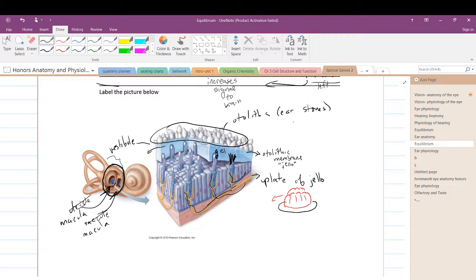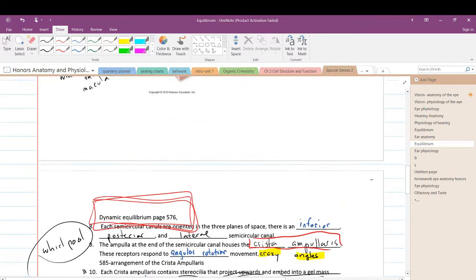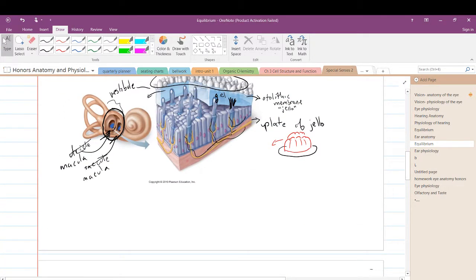So there's our plate of jello. That one's kind of easy. It responds to gravity. So what about dynamic equilibrium? Now, dynamic equilibrium would be the semicircular canals. Boom, boom, boom. There we are.